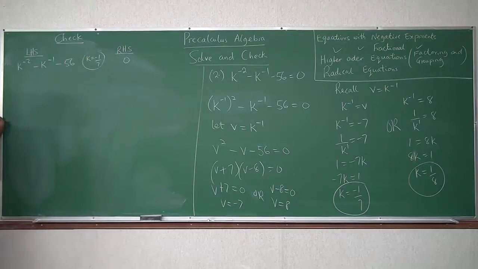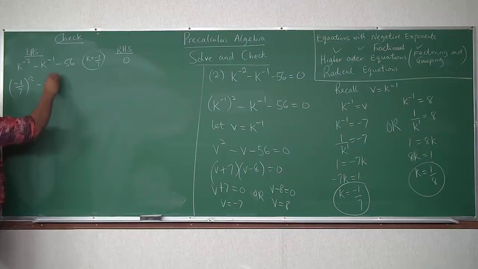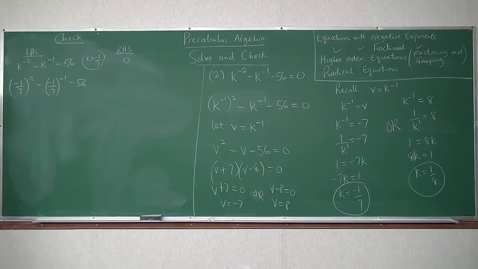Let me do this first. So this means negative 1 over 7 all to the negative 2 minus negative 1 over 7 all to the negative 1 minus 56. Okay, are you with me? Now, we can do it step by step. There are several ways we can do this. We can also do it this way: 1 over negative 1 over 7 all squared. I can teach you another way to do this, but this is probably the easiest way.